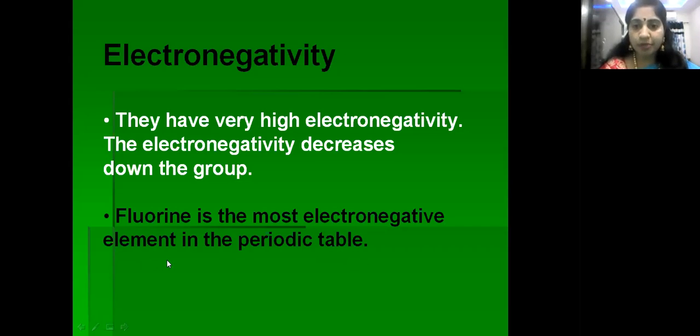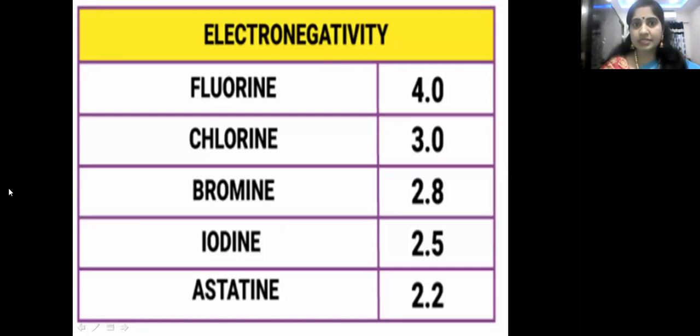So in the periodic table, fluorine is the most electronegative because it has a small size, right? Left to right, size decreases. So on the right side, we have the group 17 elements, and fluorine is the top element in the group. That's why fluorine is the most electronegative element. On the Pauling scale, it has the highest value, 4.0.